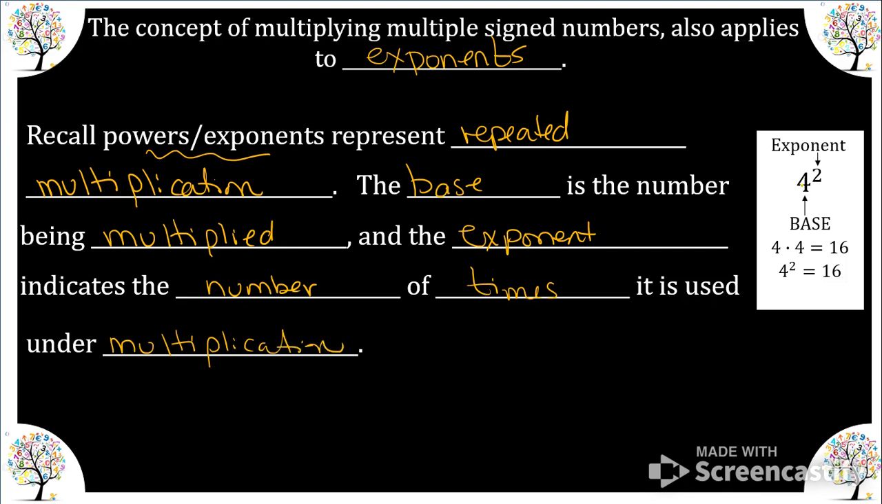So here we have 4 to the second power. Our base is 4, so 4 is what's being multiplied. It's the one that's being repeated. And then the 2 tells us how many times to write down that base, and then we just multiply. So 4 times 4 is 16, or we can say 4 squared is the same as 16. Do not make the mistake of multiplying 4 times 2. You write the base down as many times as the exponent value is, and then you multiply.